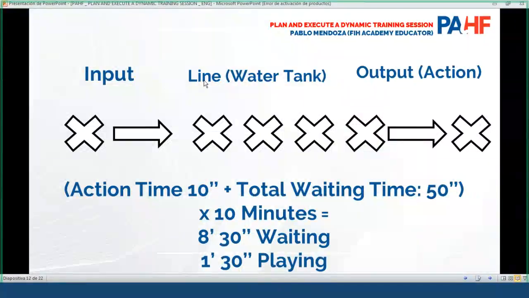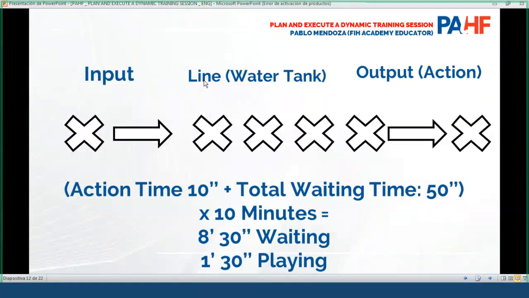Let's go with a similar example again. Let's say that the action time was 10 seconds. Therefore, with all these players running in this exercise, we have a waiting time of 50 seconds. Let's say that the coach said, you know what? We're going to run this exercise for 10 minutes, because the coach planned ahead to do this exercise for 10 minutes. If you extend this in time, the players might have been waiting for 8 minutes and a half and playing for 1 minute and 30 seconds.